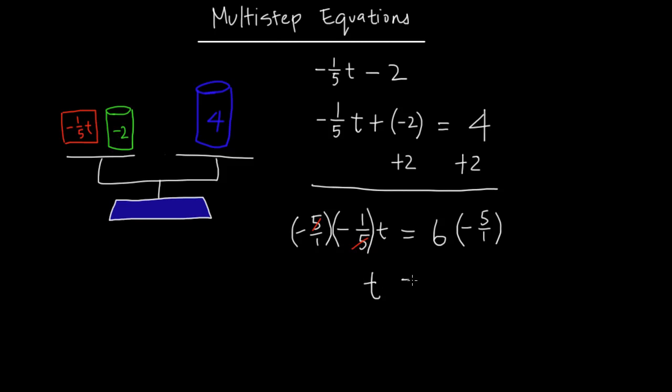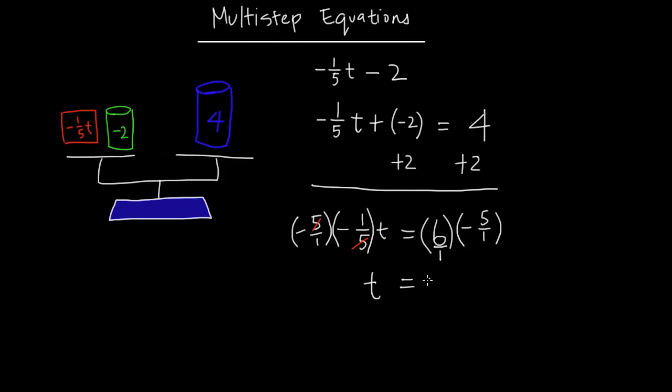And on the other side, we have this 6 times negative 5 over 1, because this is the multiplication property of equality at work. Whatever we do to one side, we also have to do to the other side. And again, if you're still having a little bit of confusion with this, let's change this to a fraction, which is 6 over 1.